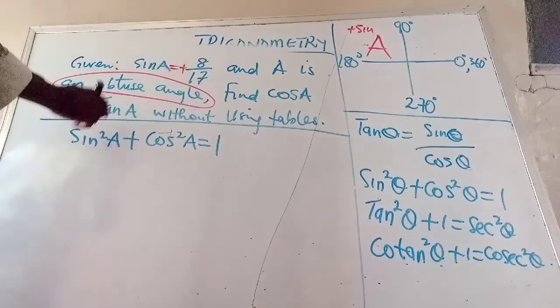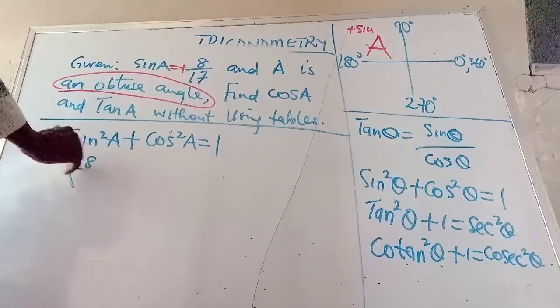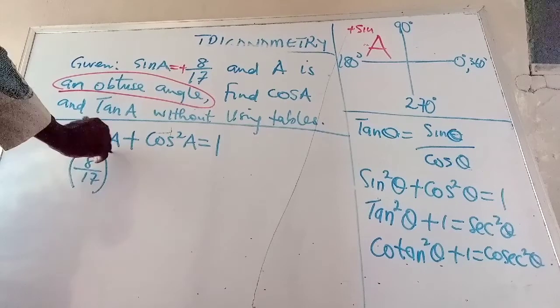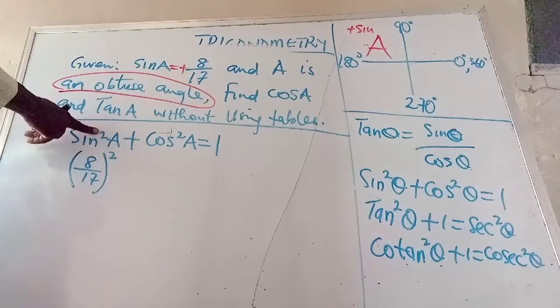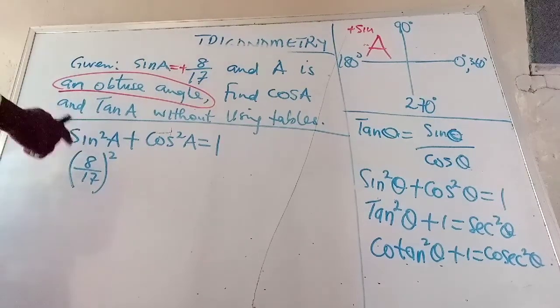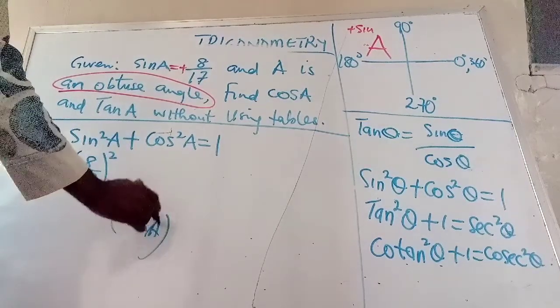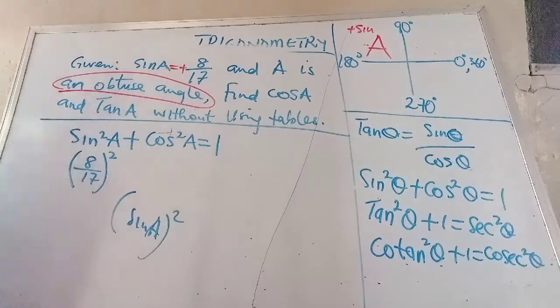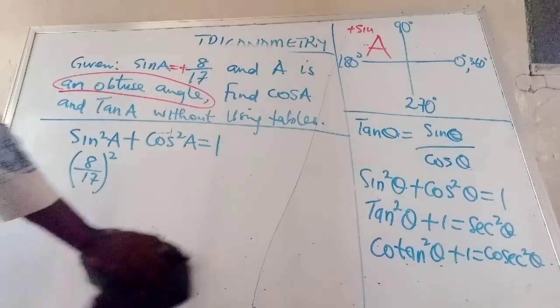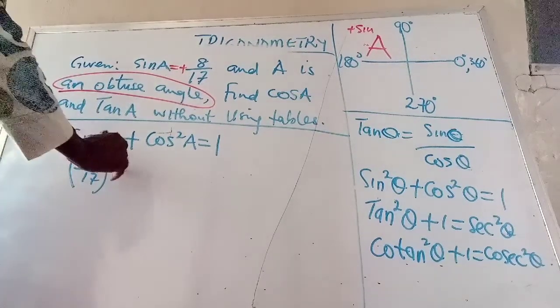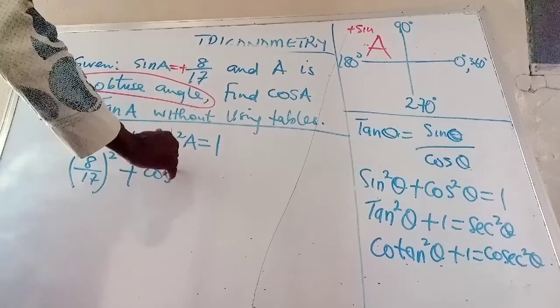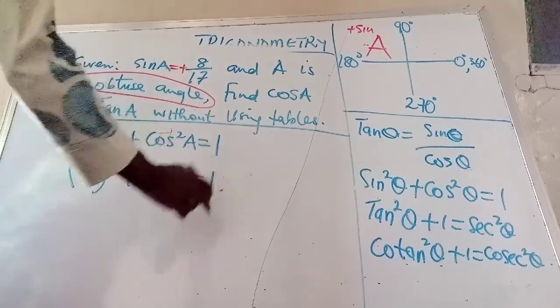And because of this square, it becomes 8 over 17, all squared. Remember, sine square of A means sine A all in bracket raised to power 2. That is the meaning. Plus cosine square of A equals to 1.